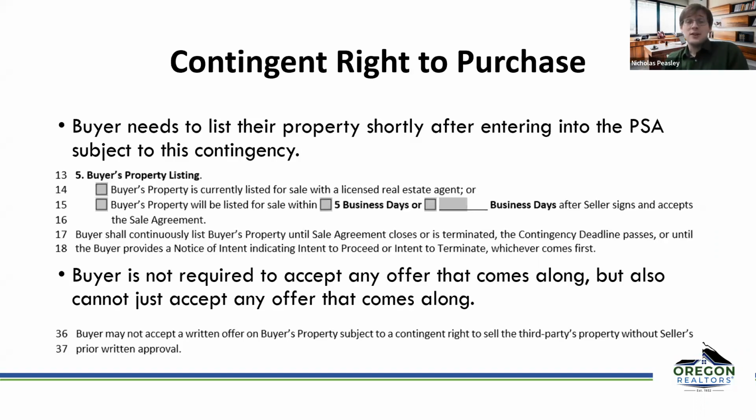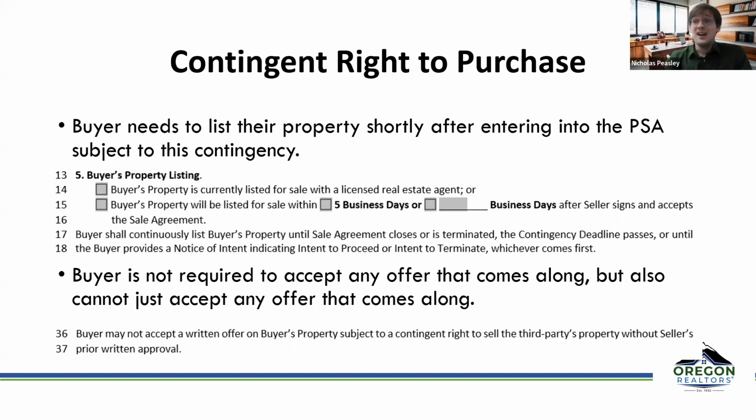The buyer needs to list their property. This is one of the things in that contingent right to purchase. If a buyer has an offer with the seller that is accepted as a contingent right to purchase, this buyer needs to then list the buyer's property. Buyer needs to list their own personal property shortly after entering this agreement or currently have it listed. You have a little checkbox in section 5 on the contingent right to purchase that says either buyer's property is currently listed and is ready to be sold, or buyer's property will be listed very soon, 5 business days, blank business days, after the seller agrees to this.